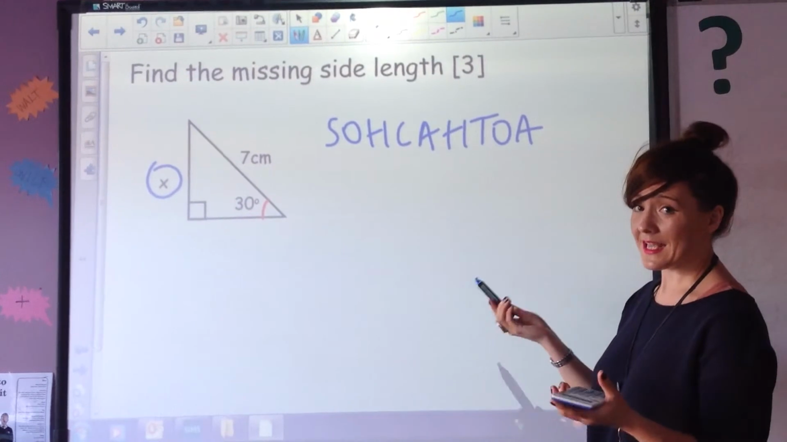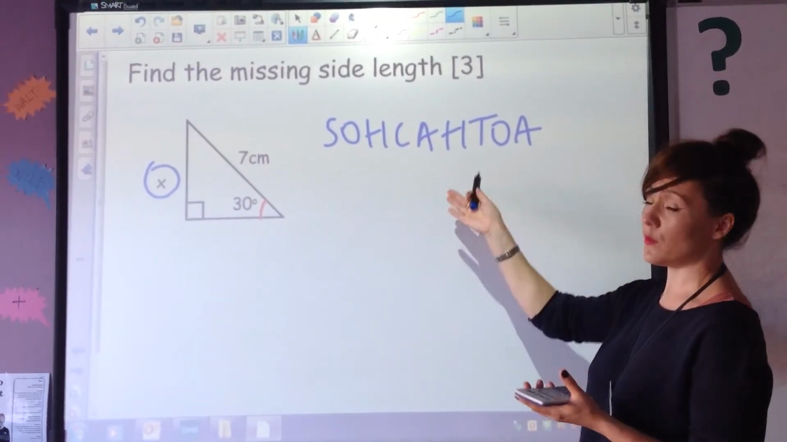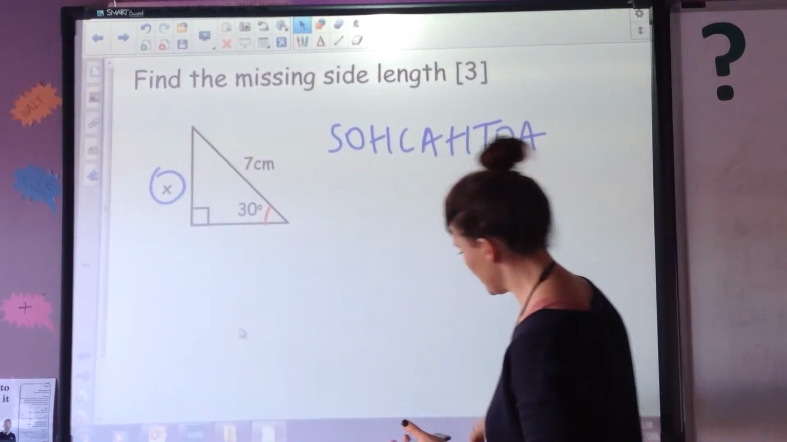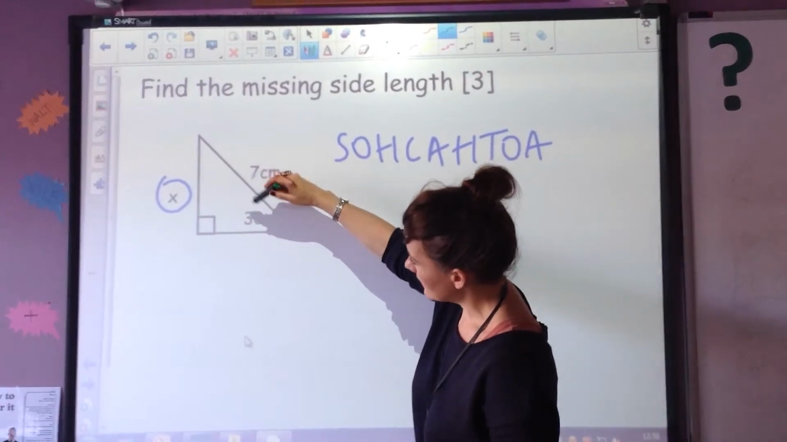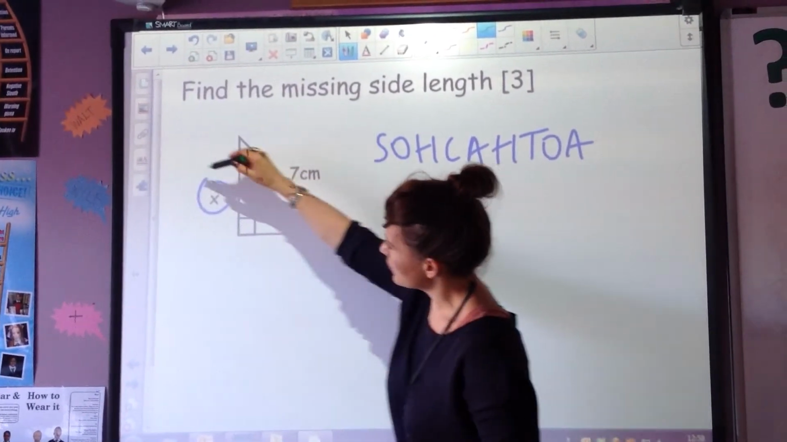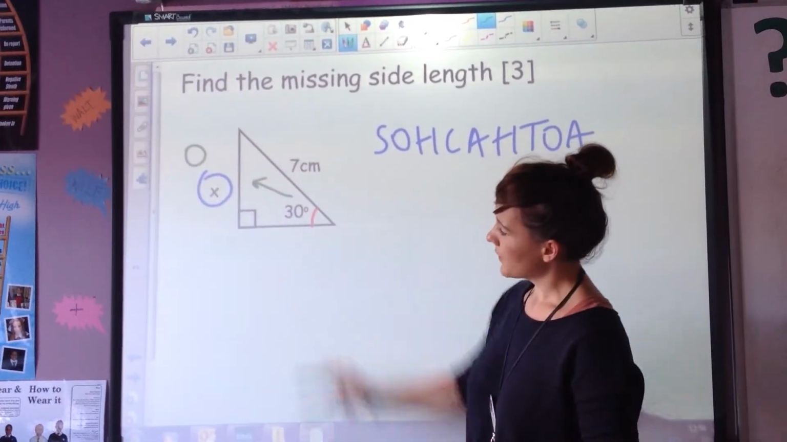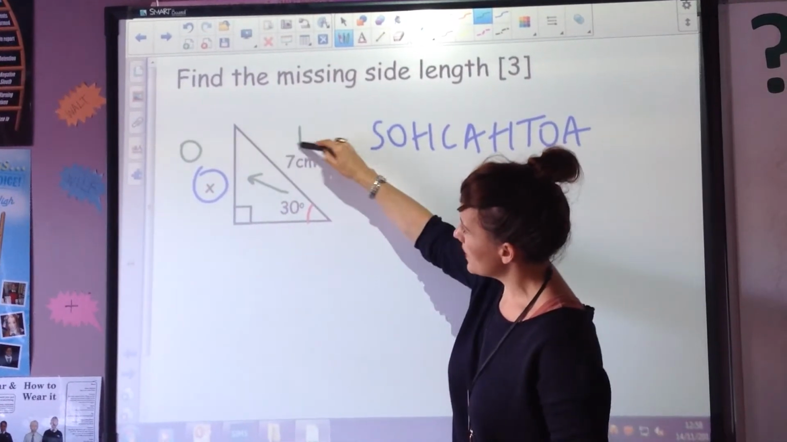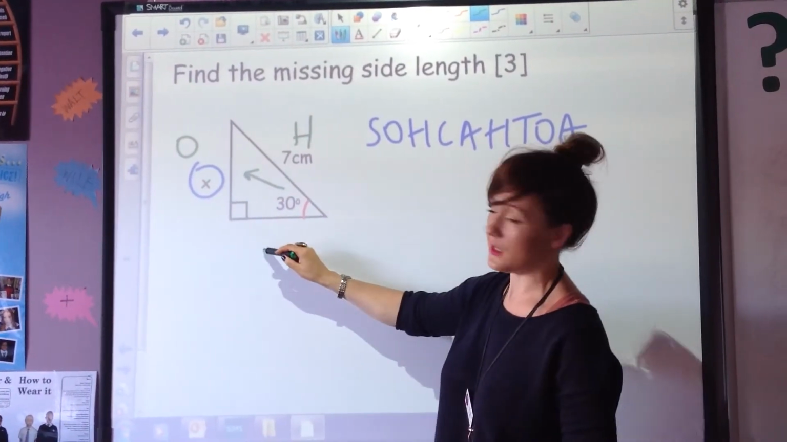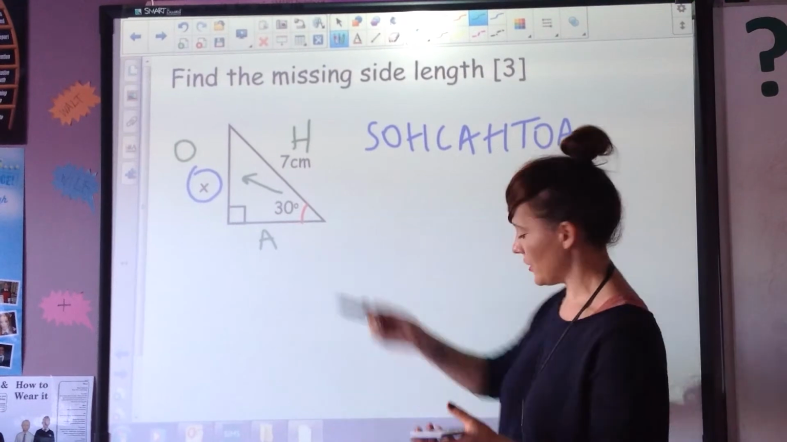Next thing, we need to label the sides of the triangle because we need to figure out which ratio we need to use. So, our angle's here. The one across from the angle is always called the opposite. The one across from the right angle is always the hypotenuse, which means we're left with the adjacent. So the triangle's labelled up.